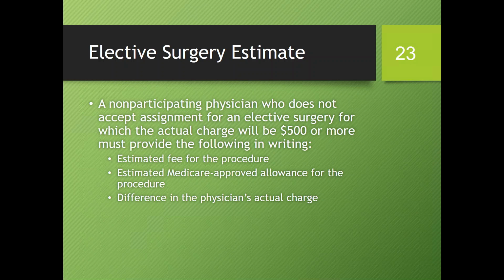Next, we have elective surgery estimate. The term elective surgery means a surgical procedure that can be scheduled in advance, is not an emergency, and is discretionary on the part of the physician and the patient. A non-participating physician who does not accept assignment for an elective surgery, for which the actual charge will be $500 or more, must provide the following in writing: an estimated fee for the procedure, estimated Medicare approved allowance for the procedure, and also the difference in the physician's actual charge.